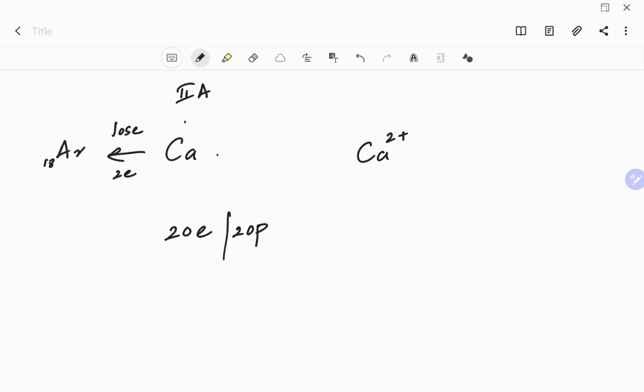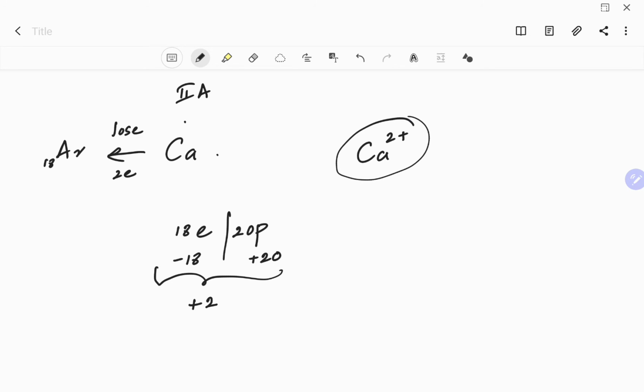Or in other words, you initially had 20 electrons and 20 protons, but now you only have 18 electrons after losing 2 electrons. So you calculate the overall charge. You have a minus 18 from electrons plus 20 from protons. So the overall charge will be a plus 2. So calcium will have a plus 2 charge. All right. So that is an example for calcium.